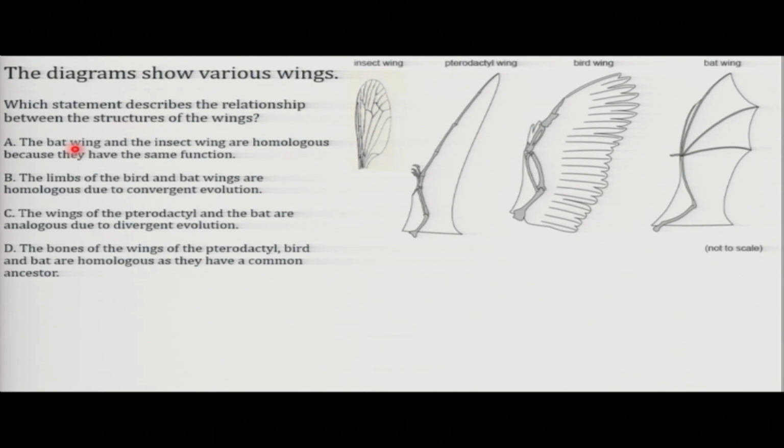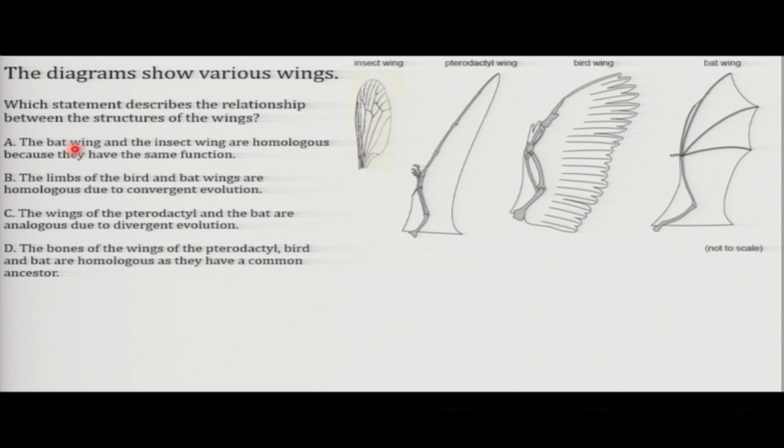So now start thinking. C, that the wings of pterodactyl and the bat are analogous due to divergent evolution. Analogous structures. How do we describe them? Do they share the function but different origins? Or do they share the same origin but different functions? So this is why you have to be able to strike a very clear difference between analogous and homologous.